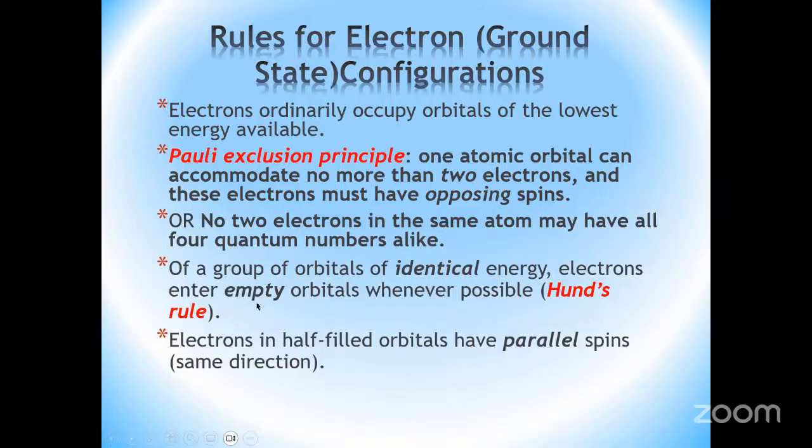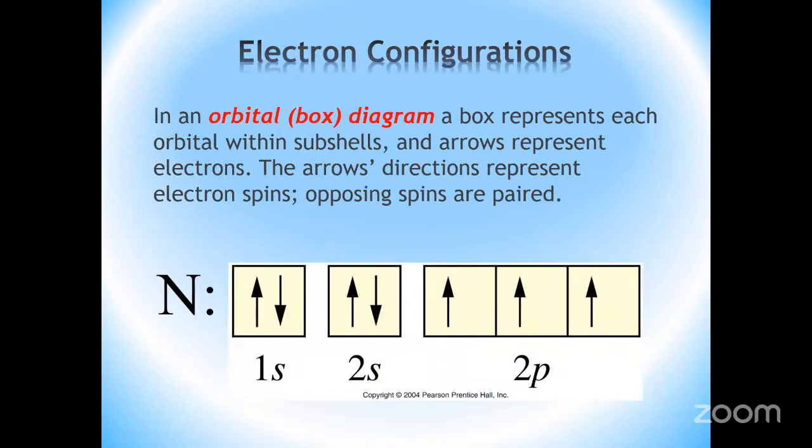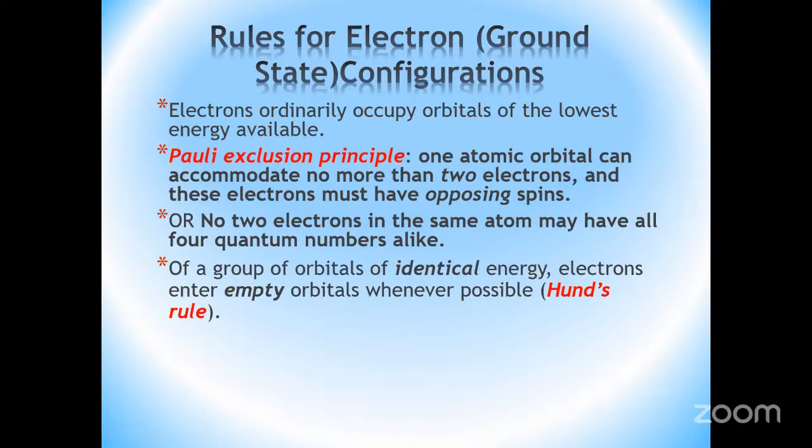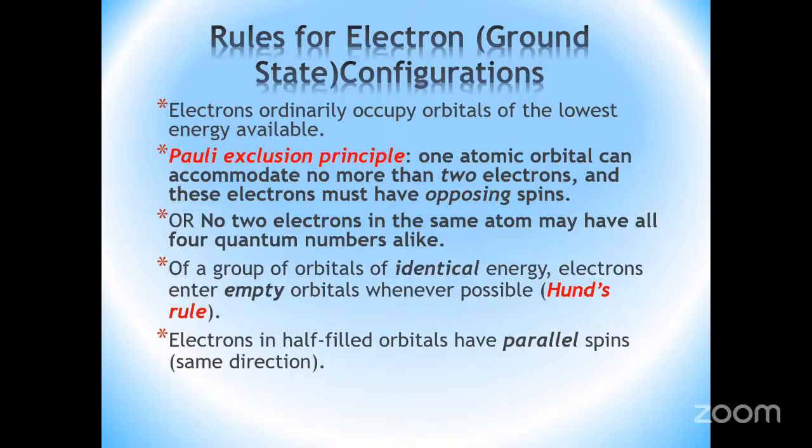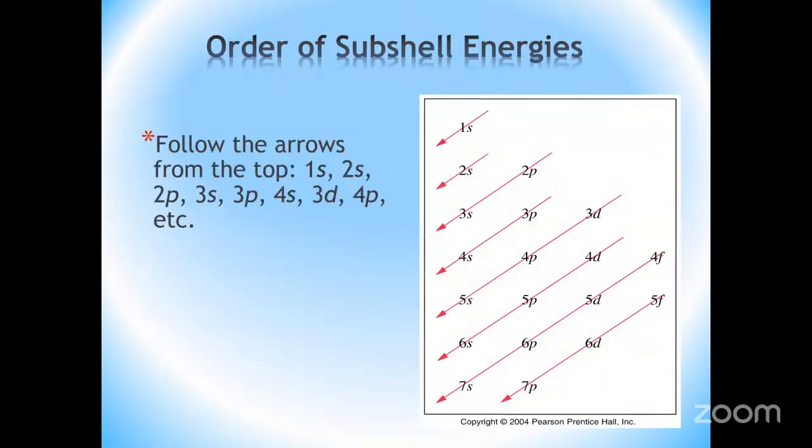Another way of stating it is that those 2 electrons in the same atom cannot have all 4 quantum numbers alike. And then the next rule says, of a group of orbitals of identical energy, electrons enter empty orbitals whenever possible. So that's what I was referring to in the previous slide. When you have electrons to assign here, make sure that each orbital is occupied. You can't just put 2 electrons in one orbital and leave one vacant. So that's Hund's rule. And electrons in the half-filled orbitals must have parallel spins. In other words, the spins must be in the same direction. So those are the rules that apply when it comes to determining the electron configuration of an atom.